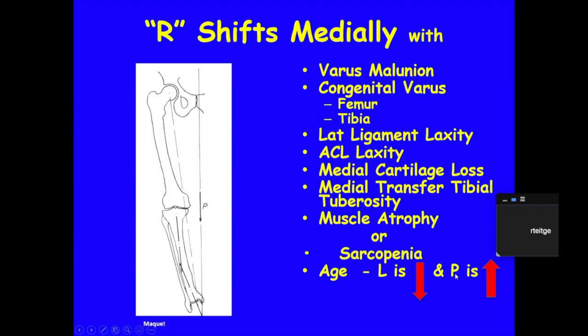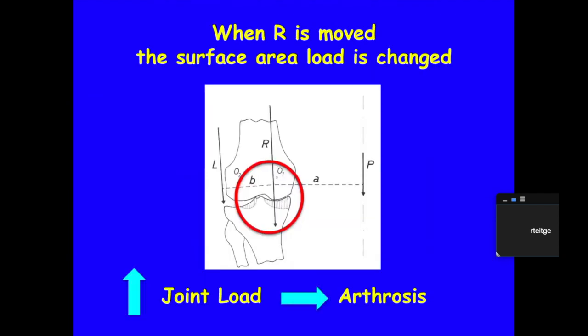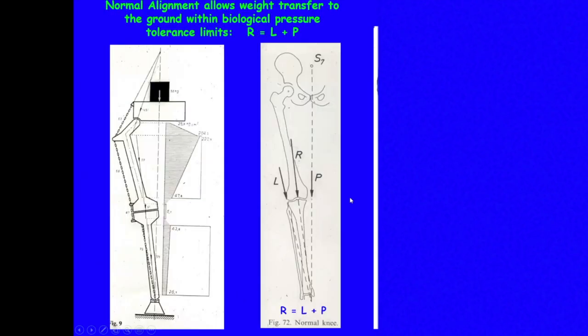And if the weight goes up, which commonly occurs with age, probably as a result of taking in the same number of calories with less muscle, then the weight P will increase and the resultant vector shifts medially. And that's the explanation for the common occurrence of medial compartment arthrosis with age. Now, if R is moved, then the surface area, which is accepting the load, is changed. So an increase in joint load leads to arthritis.